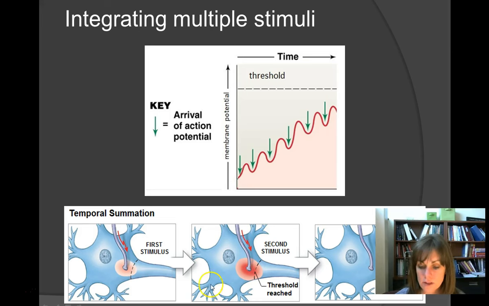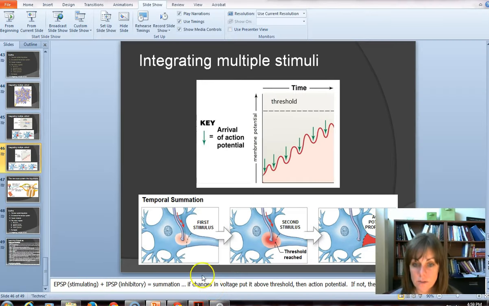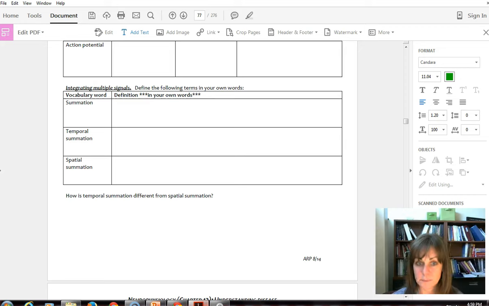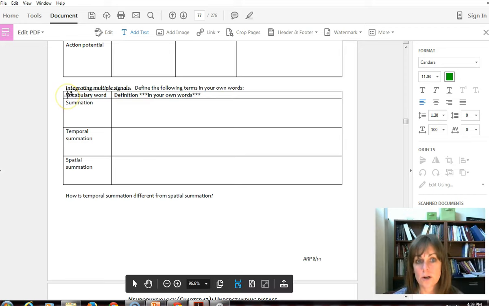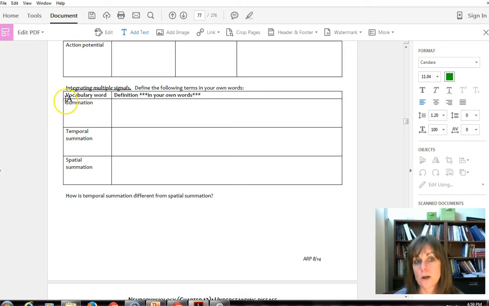So what I'd like for you to do now is make sure that you go to your notes packet and go to this last table and define these things in your own words. What is summation? What is temporal summation, spatial summation? And then I'd like you to take one other minute and ask yourself, how are these two different? Is your definition good enough that you can explain how they're different? If you're uncertain, contact your instructor. That's what they're there for, to help you.